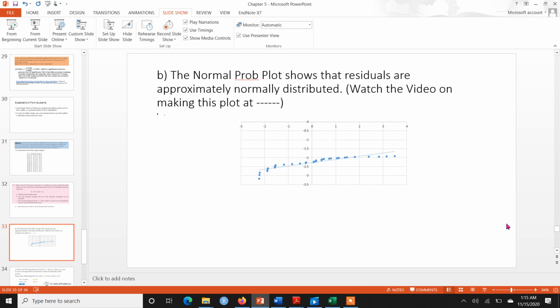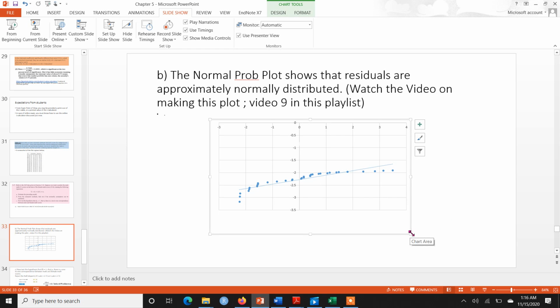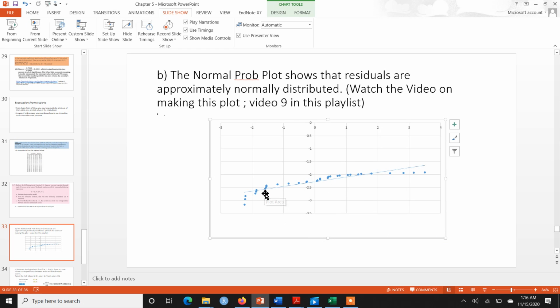Now for the normality assumption, refer back to the video on the normal probability plot, which is video number 9 in this playlist. In that video you can verify that the normal probability plot for the residuals of this regression is as follows. Now you have to comment on the pattern in this plot. If the normal probability plot shows a pattern which is close to a straight line, then you can safely say that the residuals are normally distributed. If you have a look at this diagram, you can see that apart from a couple of data points, most of the data seems to be close to a straight line. So we can say that the residuals are approximately normally distributed, right?